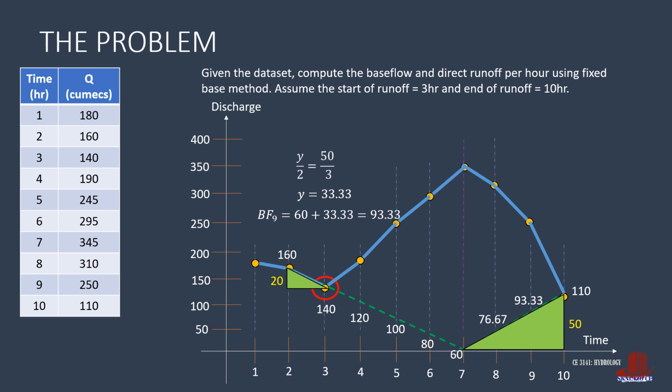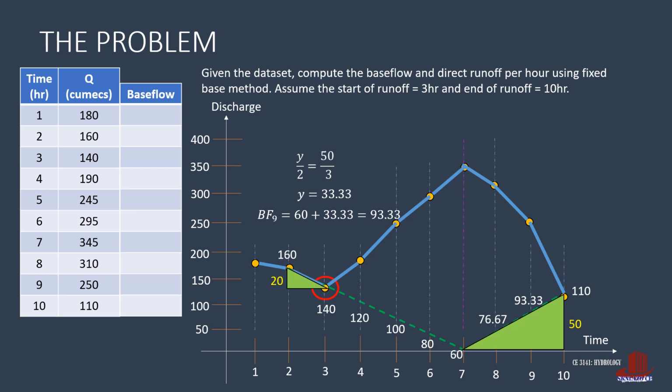After completing all the base flow values, we can place them in a table, where 1 to 2 hours have no base flow recorded, as they are before the runoff. From t of 3 hours, the discharge is considered fully as base flow, so it is 140 cumex recorded. The succeeding base flows then are 120, 100, 80, 60, then going up with 76.67, 93.33, then the end of runoff has a base flow of 110.